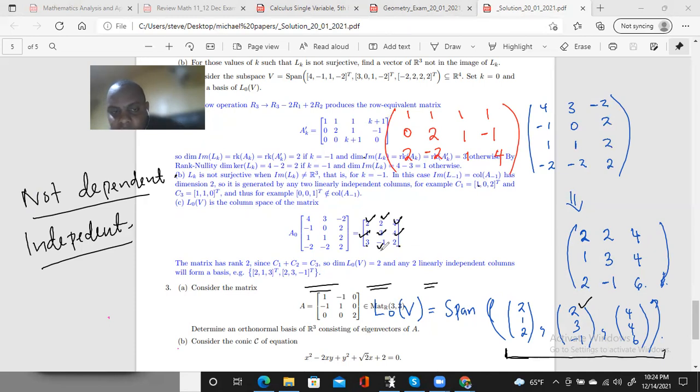Then they say the matrix has rank 2 since C1 plus C2 equals C3. So dimension L0V equals 2. And any 2 linear independent columns will form a basis. Example: 2, 1, 3, 2, 3, minus 1.